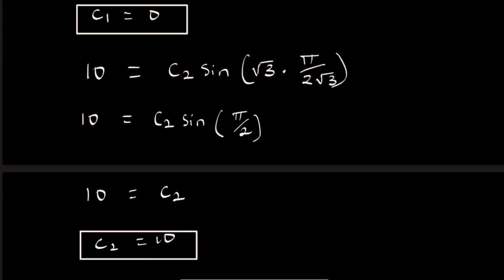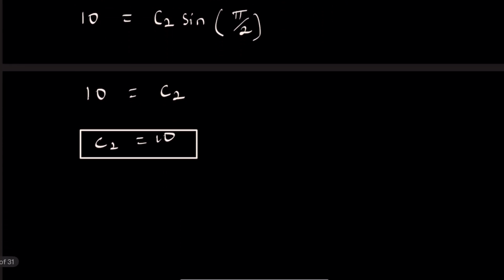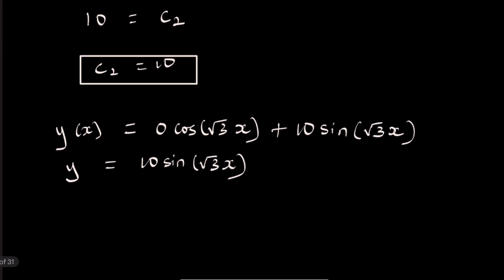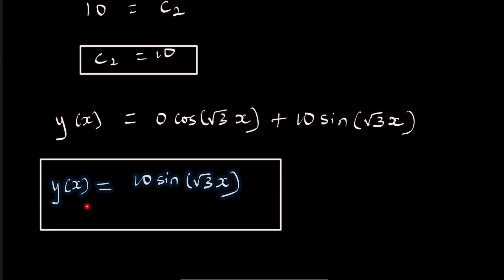And so our particular solution will be giving us y of x is equal to, so we have it to be c1, but c1 is now 0, then cosine of square root of 3x plus c2, of which we know c2 to be 10, then sine of square root of 3x, and so y is equal to 10 sine of square root of 3x. And so our particular solution is given below.